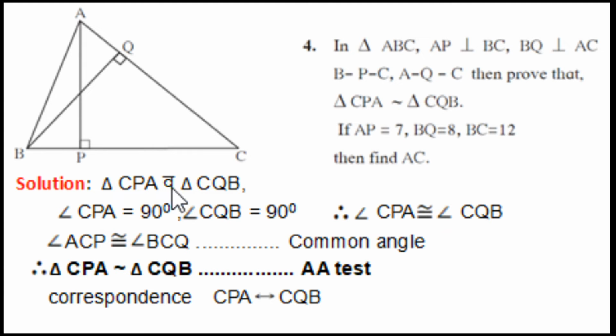So in triangle CPA and triangle CQB, angle CPA is equal to 90 and angle CQB is equal to 90. Therefore both the angles are congruent. So angle CPA is congruent to angle CQB, as well as there is a common angle ACP and BCQ. So angle ACP is congruent to angle BCQ, it is a common angle. Therefore these two triangles CPA and CQB are similar. Correspondence is CPA to CQB.